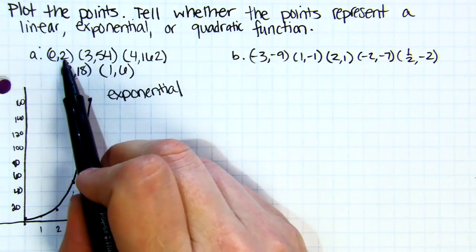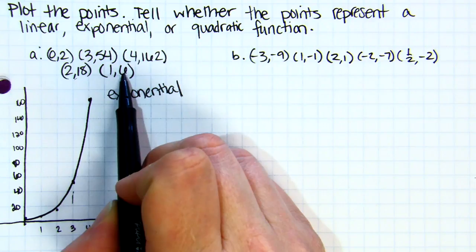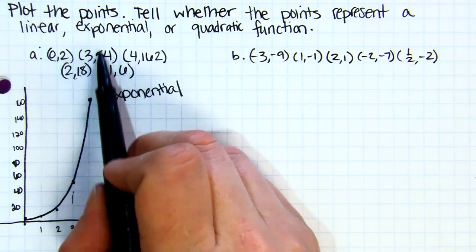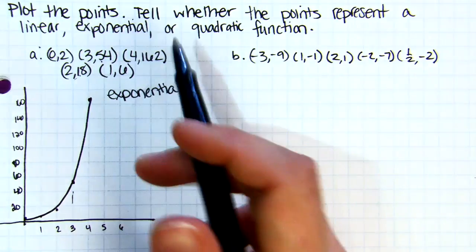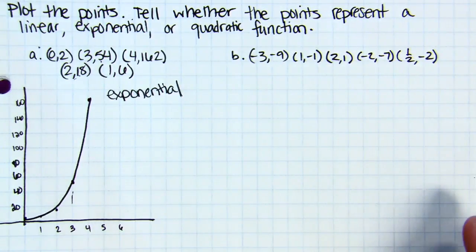And then to check that, you can see if I multiply by 3, I get 6. If I multiply by 3, I get 18. Multiply by 3, I get 54. So actually my common ratio there is 3. So it's pretty easy to check just with the numbers as well.